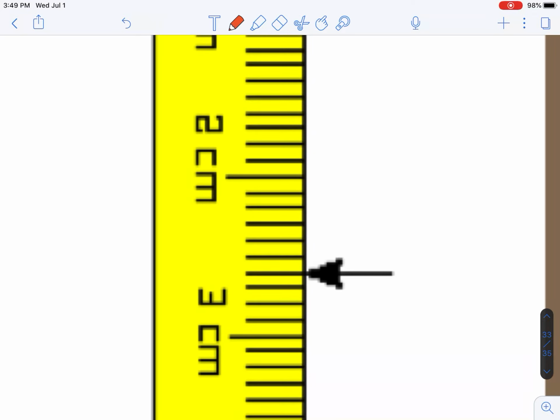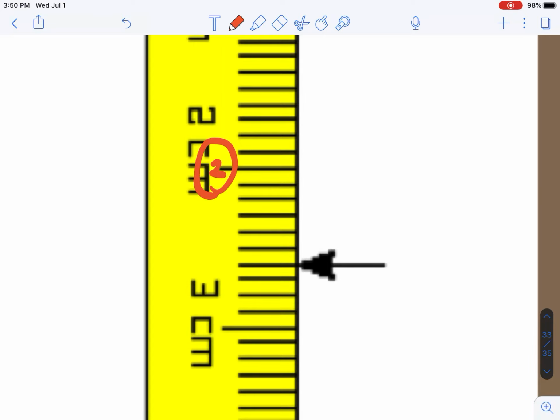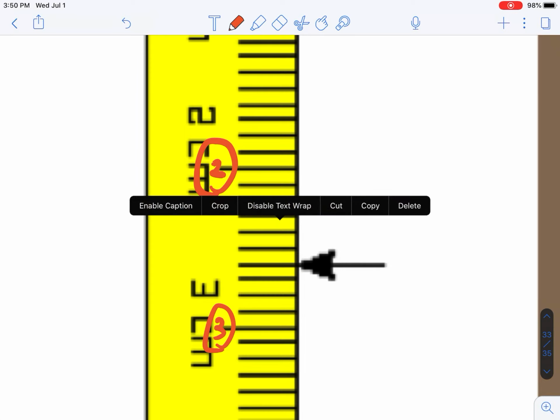Here's my ruler, and look, the arrow is pointing right on the line. So if the arrow is pointing right on the line, what would this measurement be to the correct amount of precision? I'll pause and wait for you. Hey, I'm back. Okay, so we know the answer. Here's my 2 centimeters right here. Here's my 3 centimeters right here. And then this is broken up into 10 tenths. So we know the answer is going to be between 2 and 3.